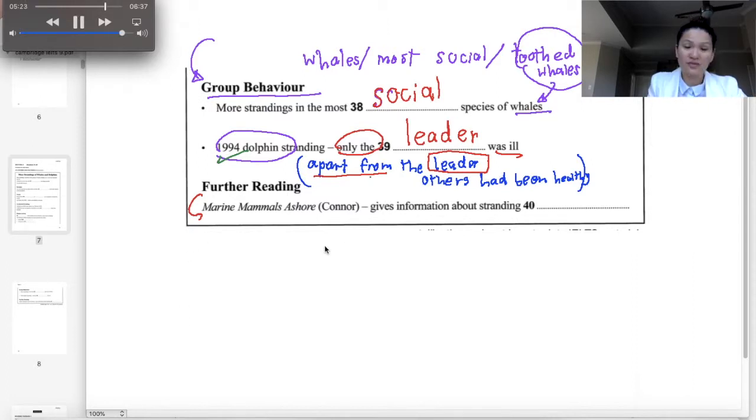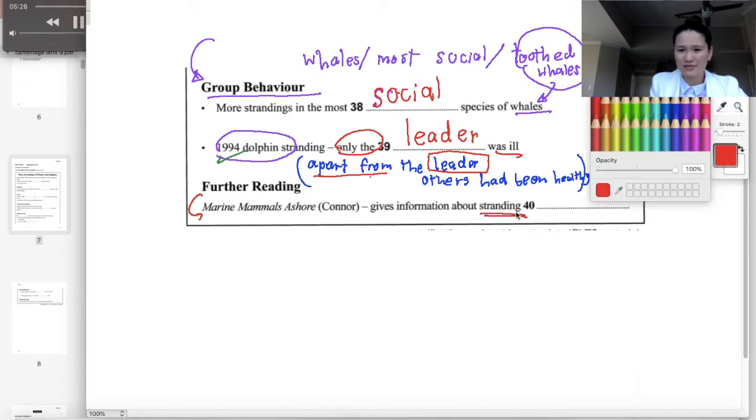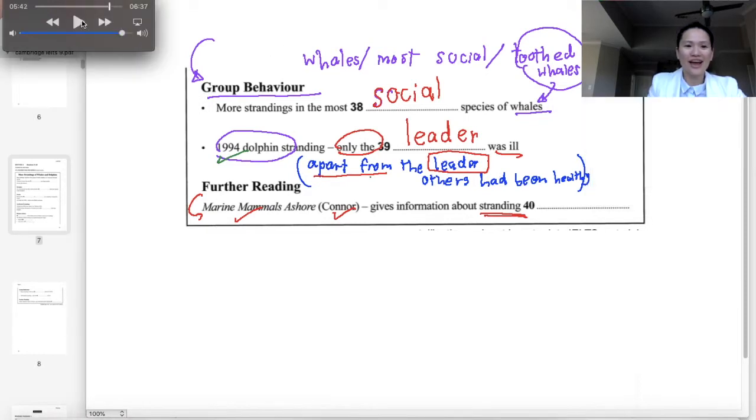Stranding networks have been established around the world to aid in rescuing animals and collecting samples from those that could not be helped. I recommend John Connor's Marine Mammals Ashore as an excellent starting point. Okay. Can you hear this one? I'll let you listen.